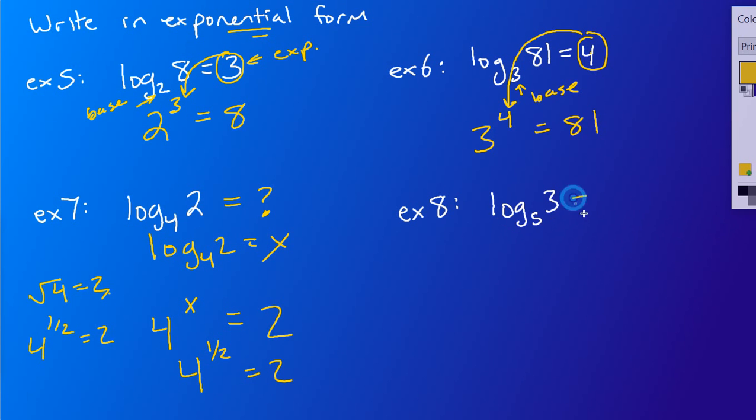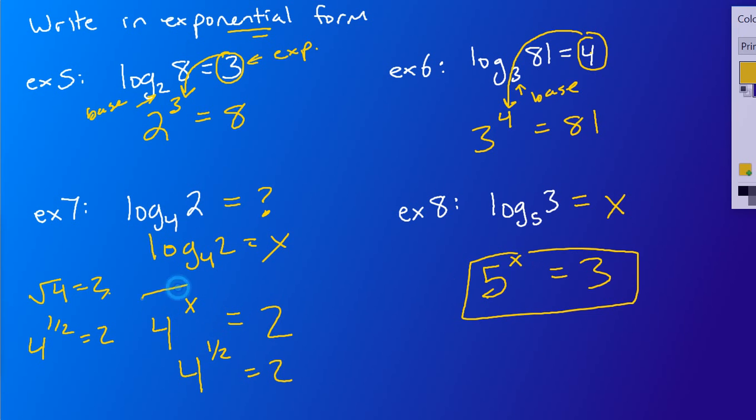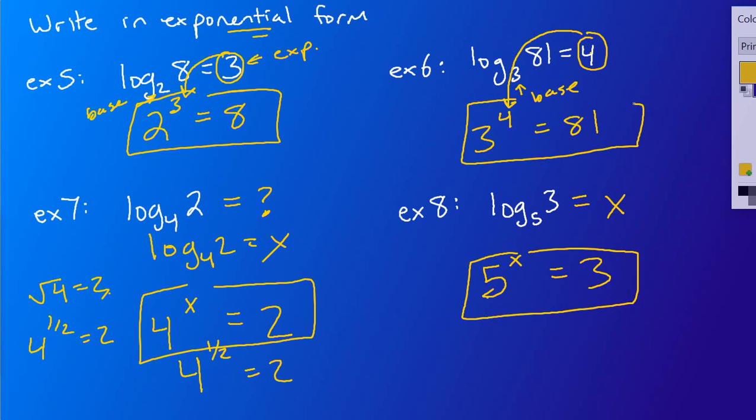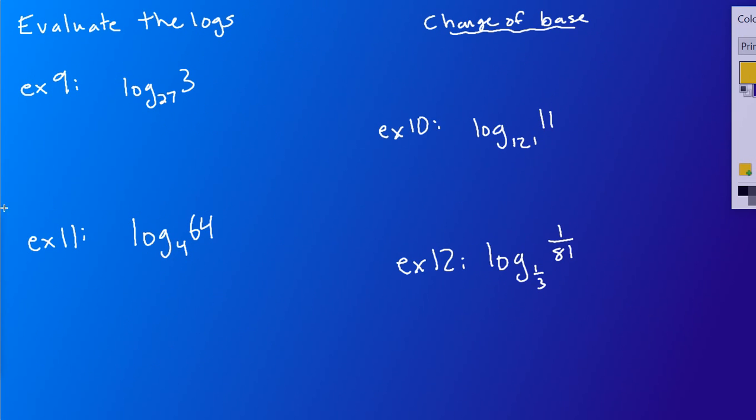Right here, again, I don't know what this is. My base is 5. 5 to the x equals 3. And I'll stop right here because I'm not certain that there is a root I can take right off the top of my head that will give me 3. So this is fine to stop for now. I've switched from logarithmic form to exponential form. But what we really want to be doing with these is actually getting that number where we stopped. What does this actually equal? How do I evaluate this log?